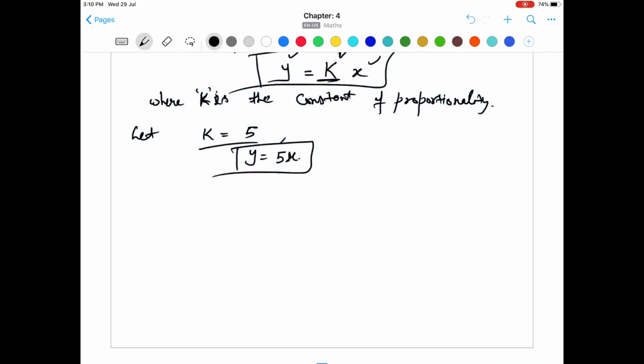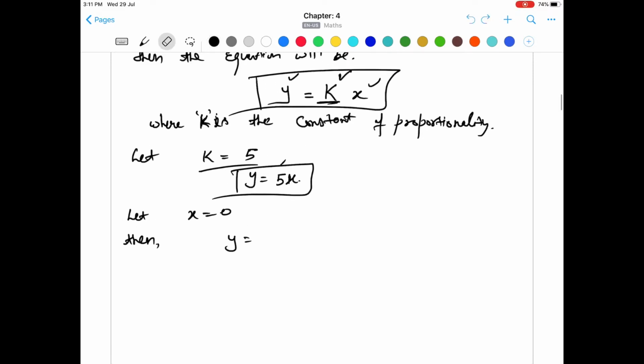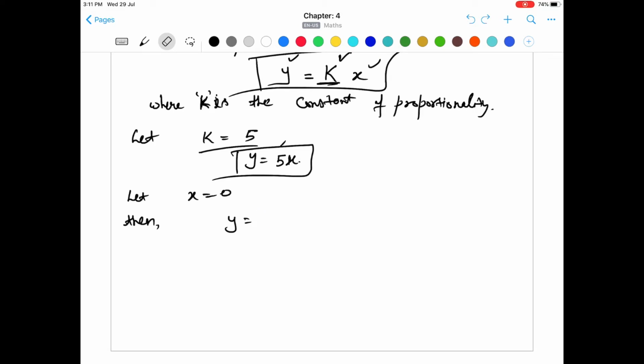Let x equal 0. Then our equation becomes y equals 5 into 0. This results in y equals 0. So one solution of this equation is x 0 and y 0. On putting x equal to 0, we get y equal to 0.